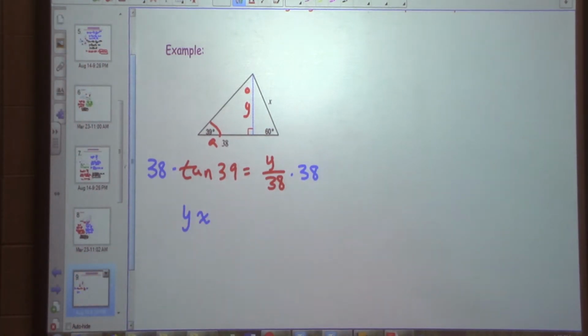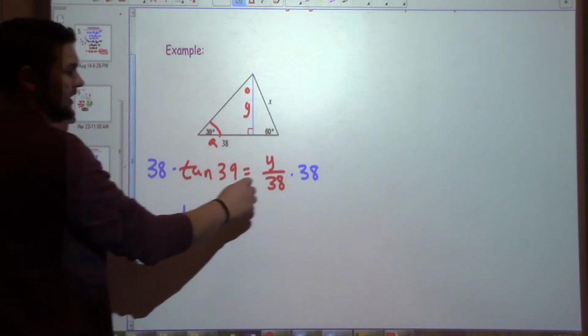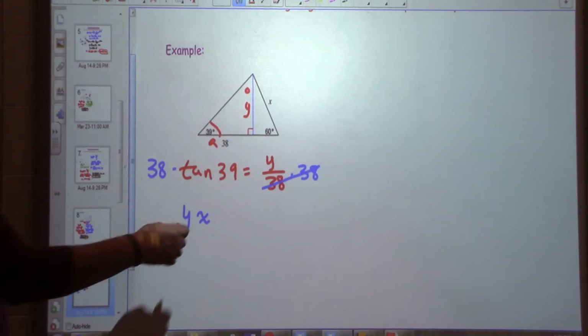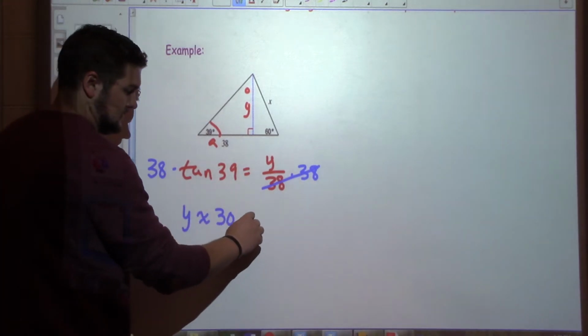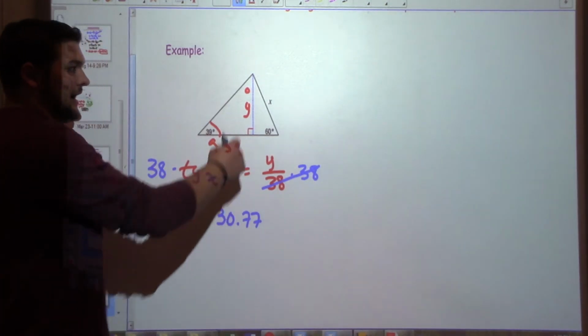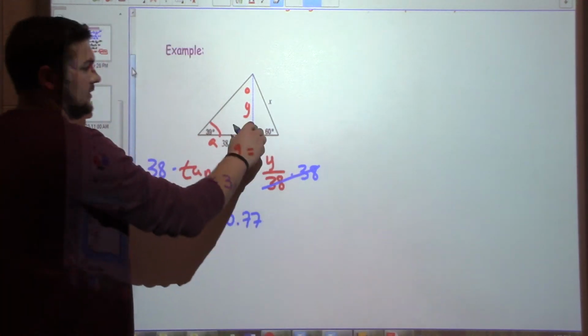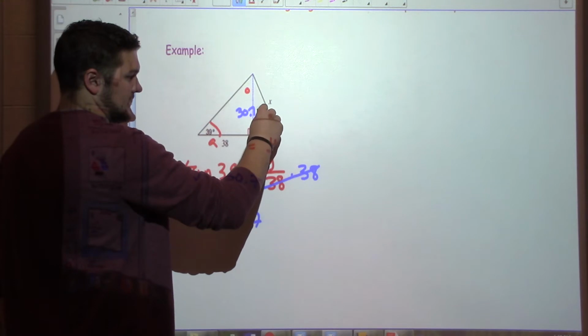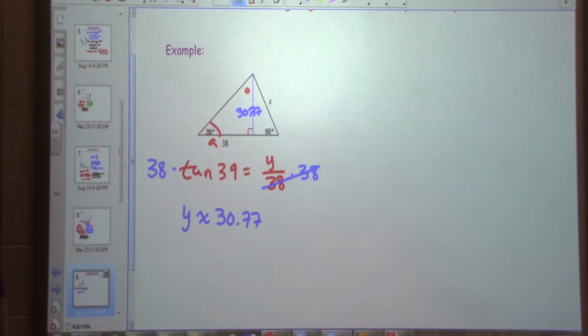I'll plug in my calculator. 38 times the tangent of 39. We're going to get y is approximately what? 30.77. Alright, so now I know what y is. I know what that middle side is right here, 30.77. So now that helps me.